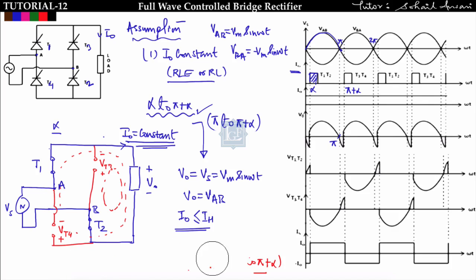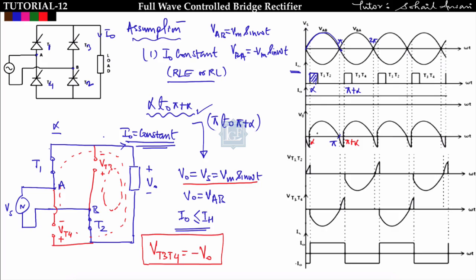So I can say that if T1 and T2 are conducting, then at that time the voltage drop across T3 and T4 is nothing but minus of V0. Got it? So from alpha to pi plus alpha, this is alpha and this is pi plus alpha, the output voltage will follow the input voltage, something like this. In this region, the voltage drop across T1 and T2 will be 0 because they are replaced by a short circuit. This is the voltage drop across T1 and this is the voltage drop across T2.